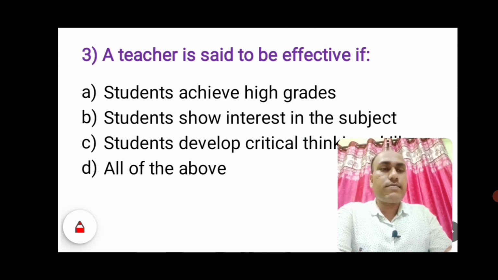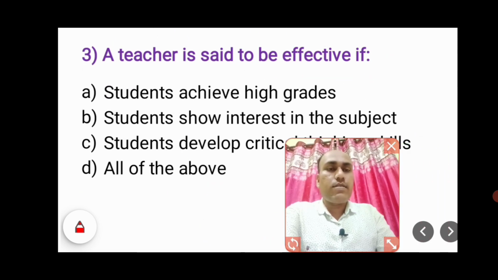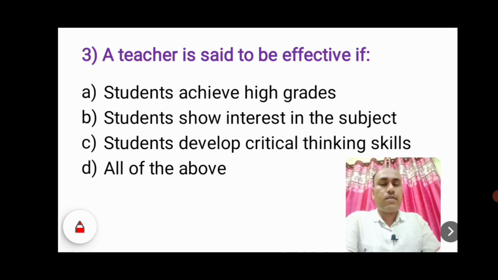Next question. A teacher is said to be effective if students achieve high grades, students show interest in the subject, students develop critical thinking skills, all of the above.